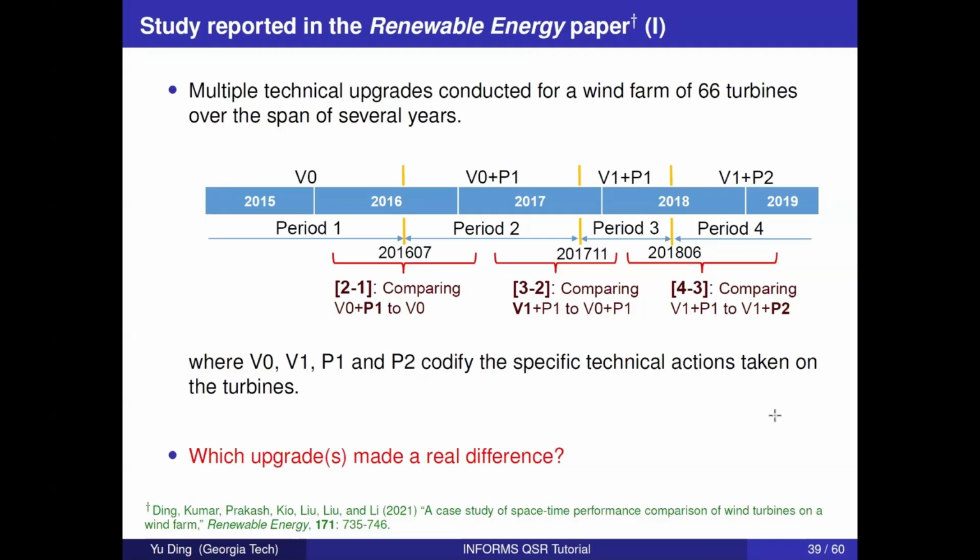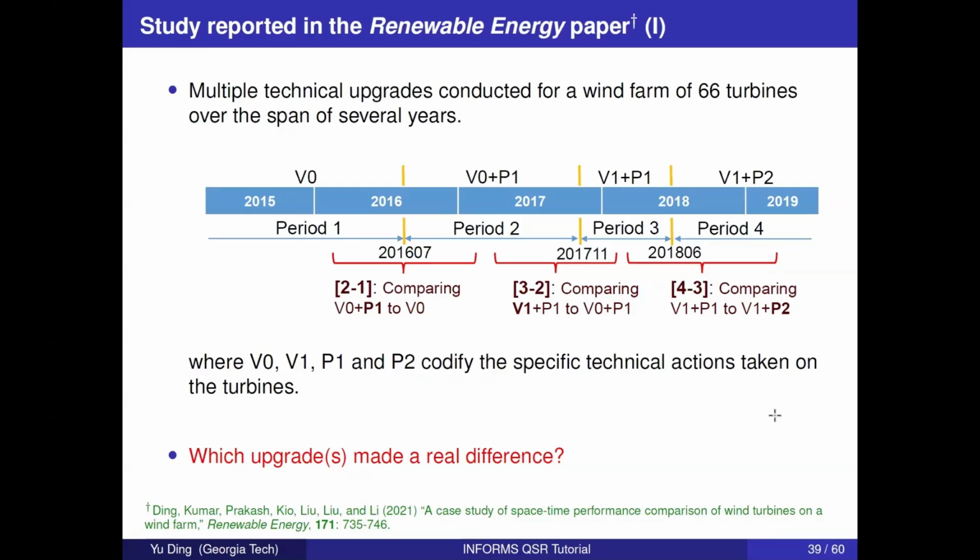They are very interested in the type of things we did with the power curve analysis and also the wind turbine performance evaluation. So they gave us multiple years of data, from 2015 all the way to 2019. And in the whole period, they did multiple upgrades. They didn't really tell us what kind of upgrade.